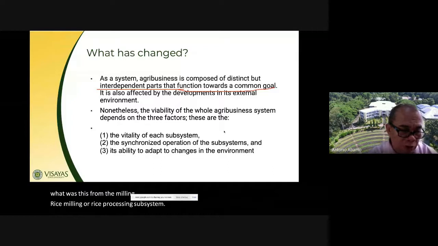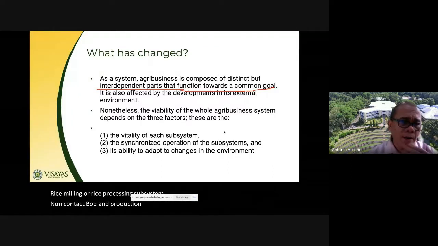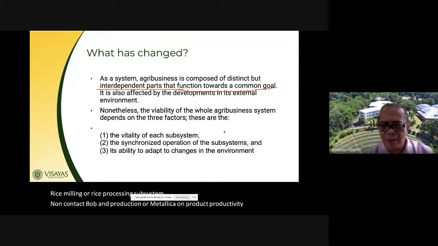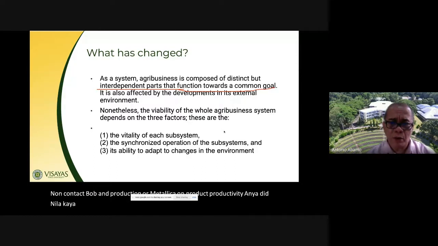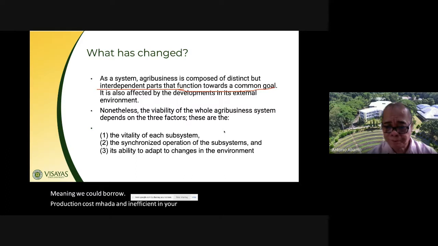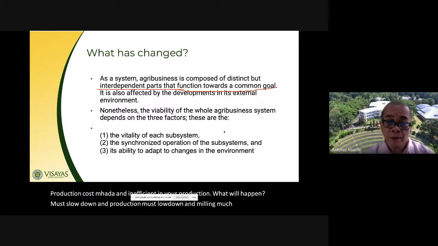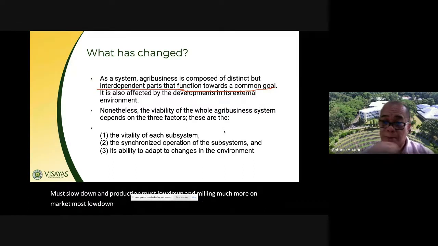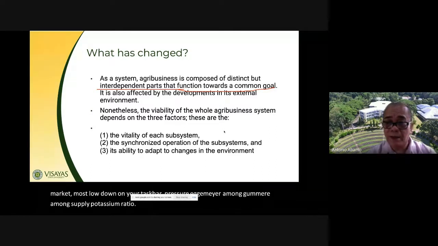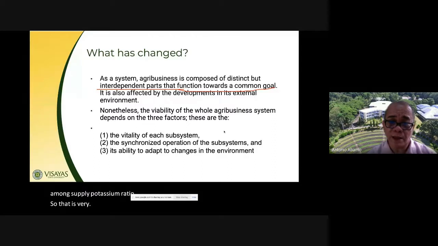Naan kung nagbaba ang production or mahal kaayo ang productivity niya, di nila kaya ang presyo, barato naman ang presyo sa milling. O okay, barato magiging ilang pamalit ang inyong production cost, mahal na daan kay inefficient inyong production. What will happen? Mo slow down ang production, mo slow down ang milling, much more ang market mo slow down unya mo taas pang presyo kay gamay ra mag supply. So that is very indicative or symptomatic of the first factor, which is vitality of its subsystem.